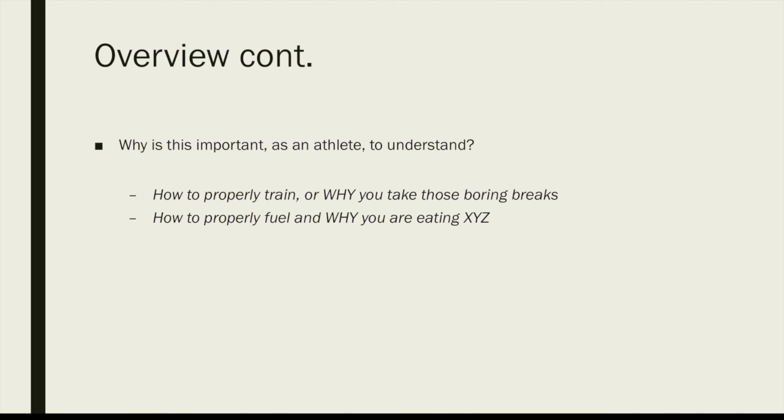So it's basically just a little overview of our energy systems of our body and how we use them to perform these awesome activities that we do, especially paddleboarding.